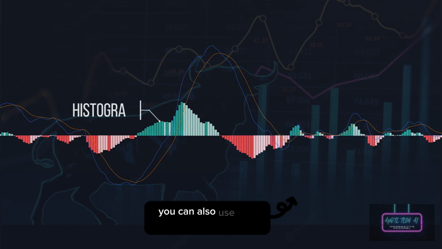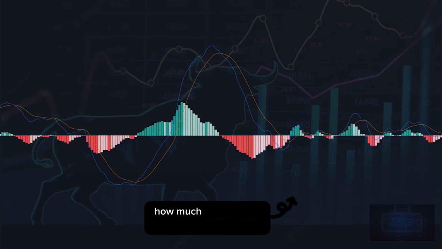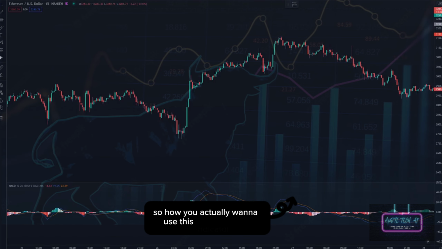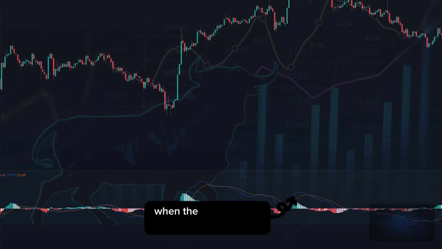You can also use the histogram to indicate how much momentum there actually is. So if the histogram is getting bigger, that means there is an increase in momentum. If it's getting smaller, there's a decrease in momentum. So how you actually want to use this indicator is by when the line crosses upwards, but only if they cross below the zero line. If they cross and it's above the zero line, you wouldn't want to enter the trade.